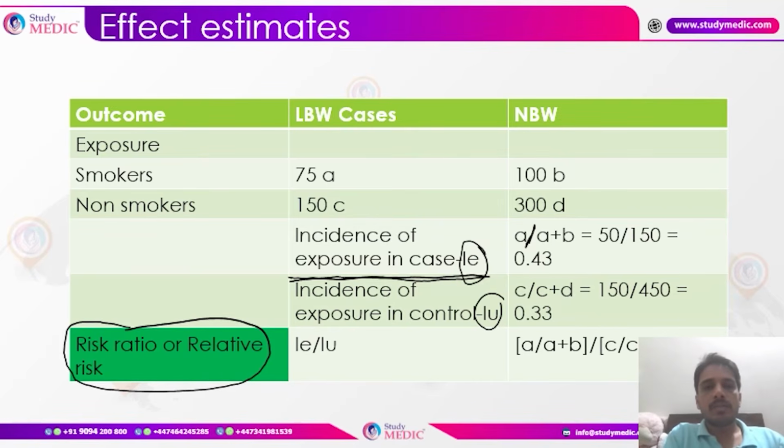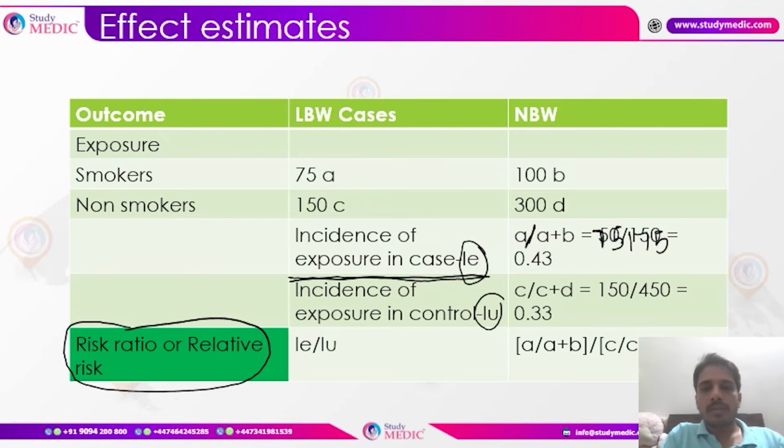That means the incidence is 75 out of 175, A by A plus B. It comes to around 1.43. Incidence in unexposed is C by C plus D, 150 by 450. So you can see the difference between odds and chance here. The denominator has both possibilities. It's 0.3. So IE by IU becomes this much. So what is the relative risk here?